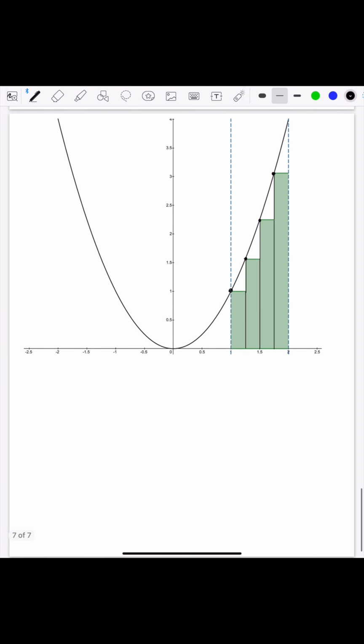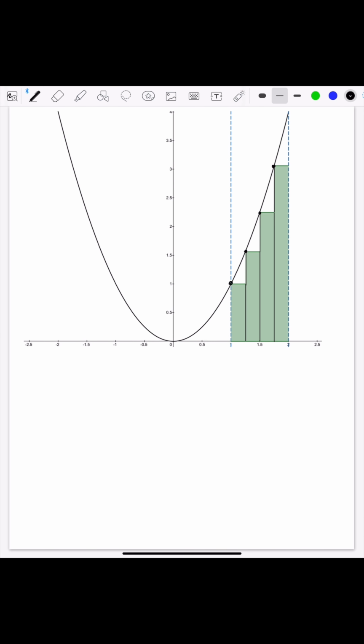Okay, so let's start with L4. We know this is L4 because it's using the left side of each rectangle for its height. So this is L4, and then what's that going to equal? Remember, first we have to calculate all of the heights, right? So what's this height? What's this height? What's this height? And what's this height?